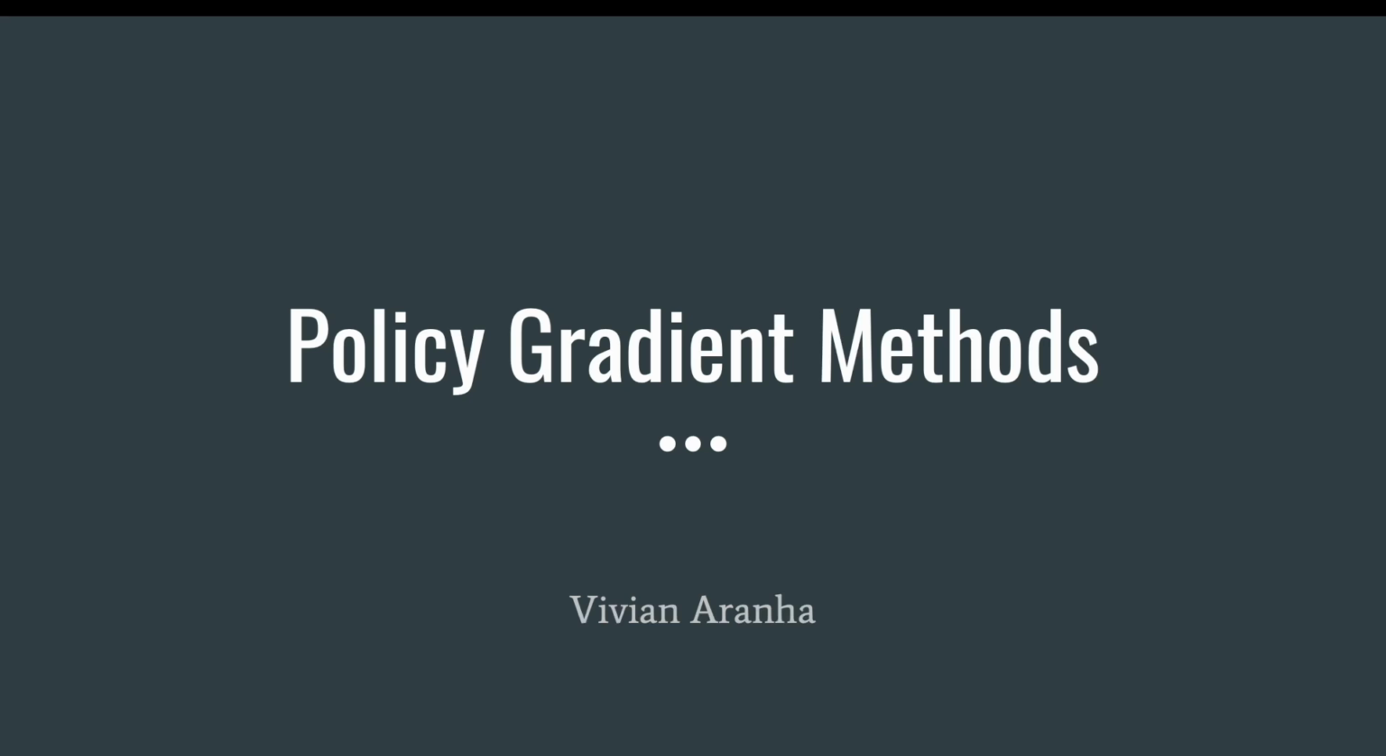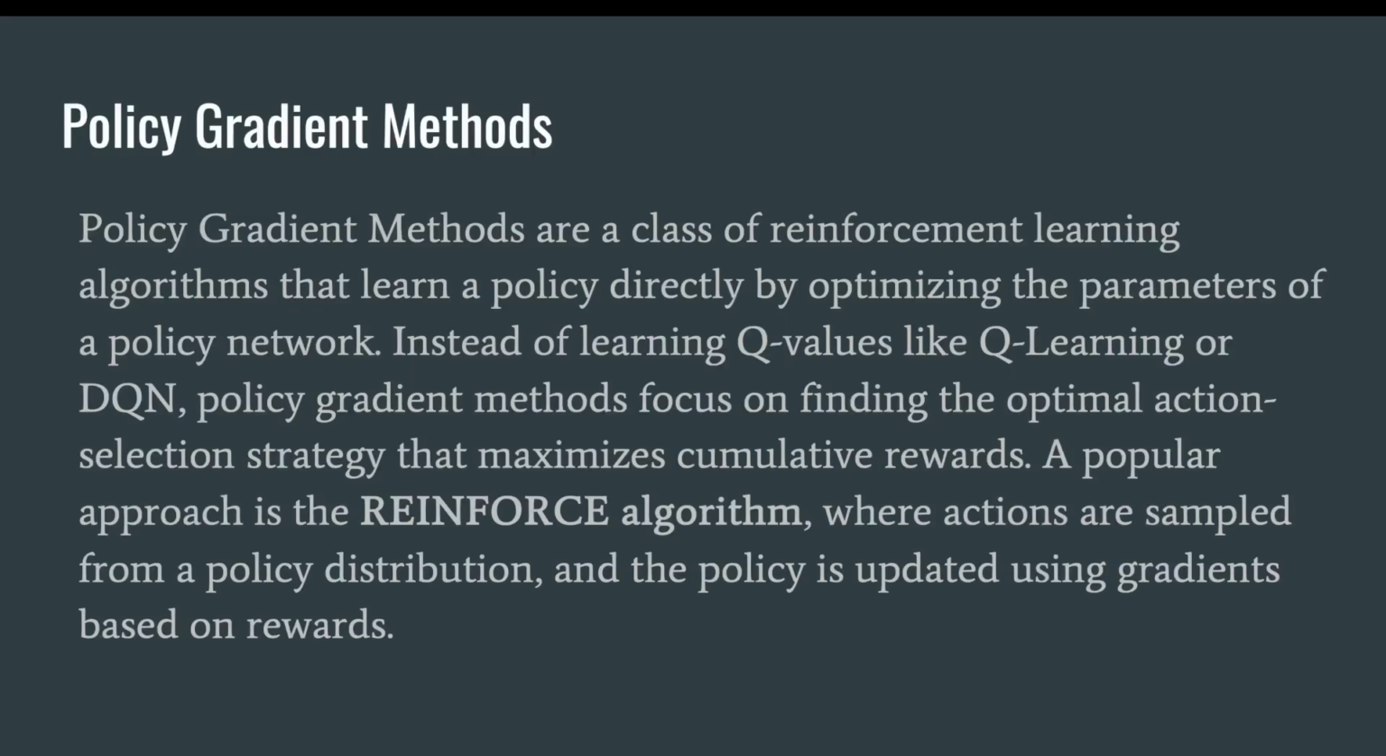Policy gradient methods. Policy gradient methods are a class of reinforcement learning algorithms that learn a policy directly by optimizing the parameters of a policy network. Instead of learning Q values like Q learning or DQN, policy gradient methods focus on finding the optimal action selection strategy that maximizes cumulative rewards.